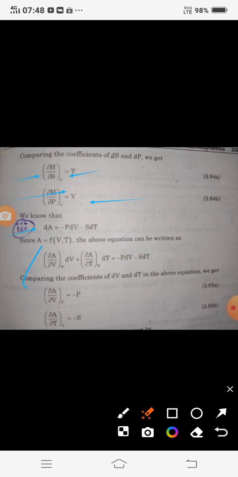So if we take these differential factors, when the change in the Helmholtz free energy is studied with respect to the change in volume at constant temperature, it is equal to minus pressure. And when we talk about the change in the Helmholtz free energy with respect to temperature at constant volume, it is equal to minus entropy. That was equal to minus pressure, and that was equal to minus entropy.